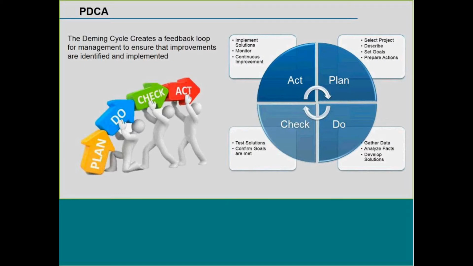The first step, plan. The first thing that we do here is select a project that we want to work on. Describe that problem. Make sure that we are actually getting down to the root cause issues of the particular issue. Set goals and create preparations for us to dive in and start improving whatever issues we may be dealing with.